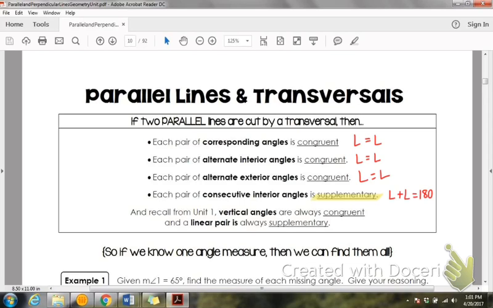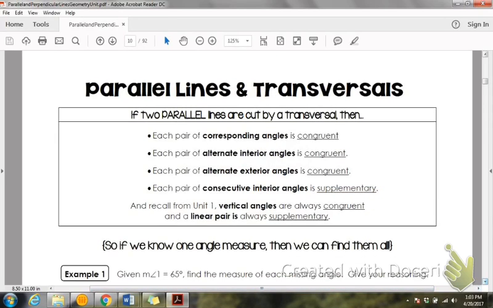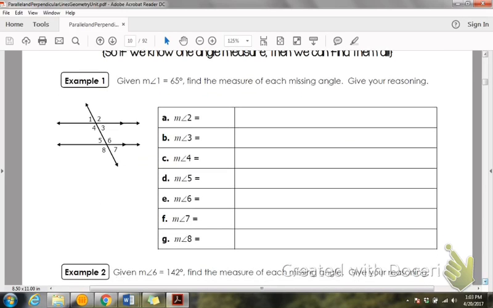We also remember that vertical angles, which we talked about in Unit 1, are congruent to each other, so we're going to set them equal. But then remember a linear pair: we're going to add those together to make 180 because they make that line. So vertical angles we set equal to each other, and a linear pair we add up to be 180. Okay, so those two things are a review. So again, when in doubt, set angles equal to each other, because the only kind that are supplementary are same side interior. If I give you one example and one angle, you can find all the others.